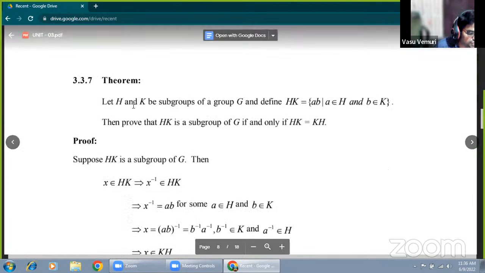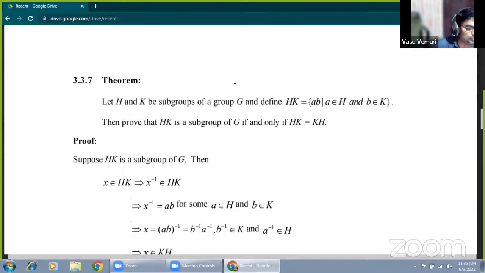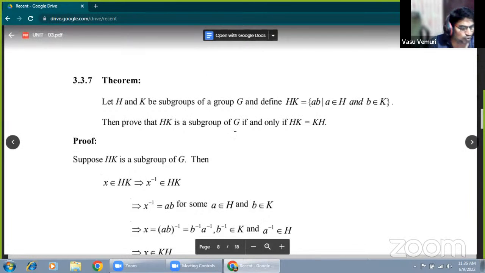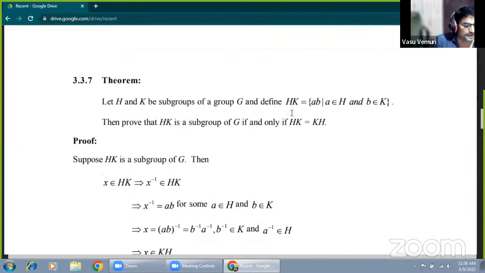Now you just have to see one of the theorems. That is, the product of any two subgroups is also a subgroup. Now that is the theorem. This theorem is also very important for short notes or whatever it is, and it is also an essay question. There are two subgroups of a group capital G. The product of the subgroups is denoted by HK.